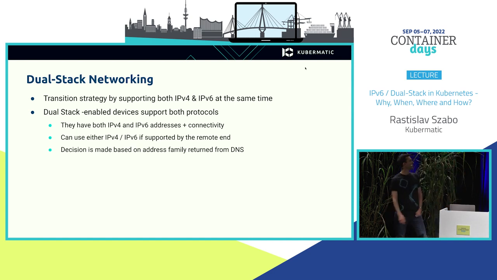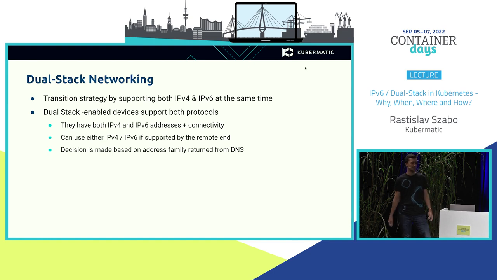Now let me talk about dual stack networking. So dual stack is essentially a transition technology by supporting both IPv4 and IPv6 at the same time. It turned out that we cannot just turn off the IPv4 internet and start using IPv6 on a single day. So we need some kind of transition strategy.